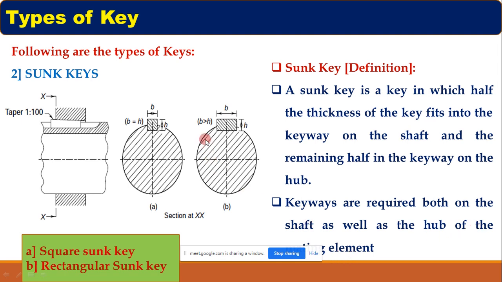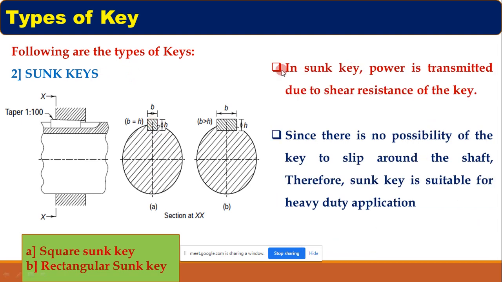Okay, so you just remember this point. In the sunk key, keyway is required on the shaft as well as hub, and half portion of the key is in the shaft and half portion of the key is in the hub. So this is a very simple part. Now consider the next point. In the sunk key, power is transmitted due to the shear resistance of the key. This is the most important point, and a very similar point that we discussed in the saddle key is that in the saddle key, power was transmitted due to friction. In the sunk key, power is transmitted due to shear resistance of the key. So this is the important point.